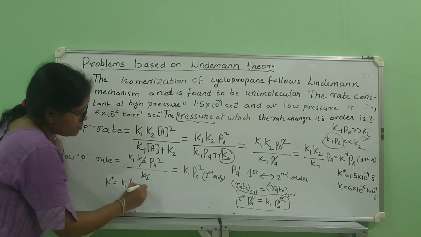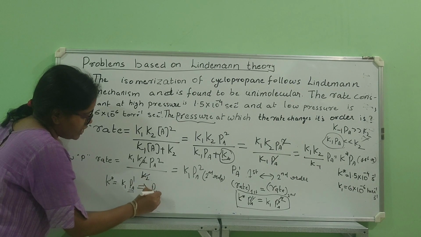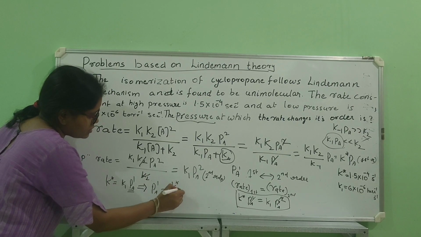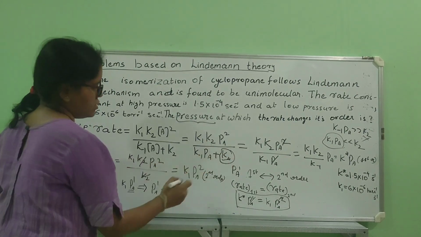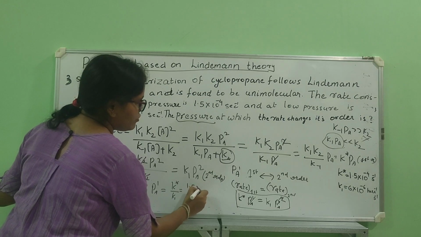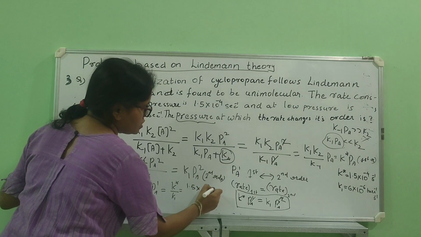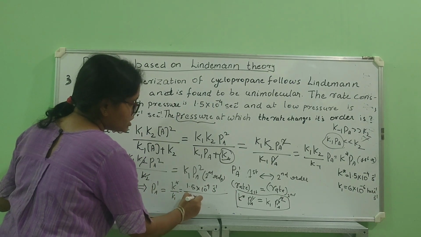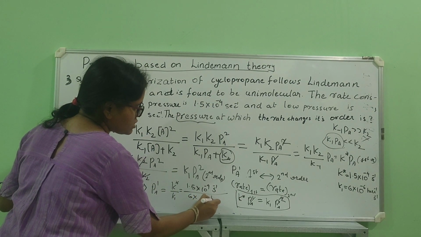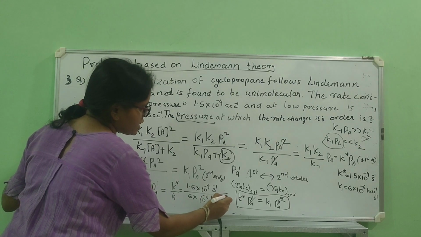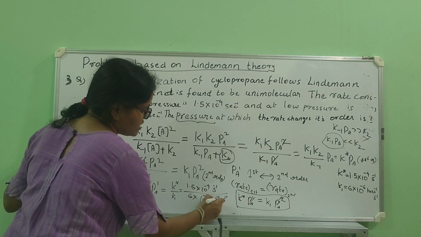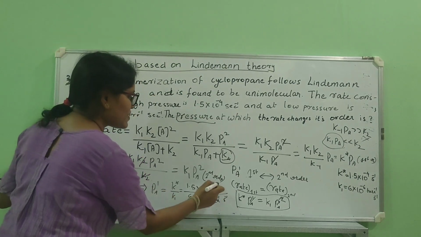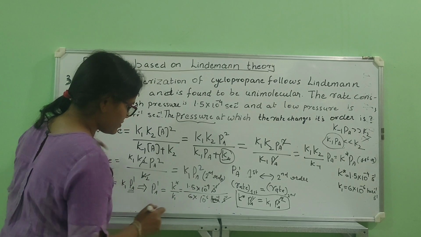Now we need to find this PA dash. So PA dash is equal to K star by K1. So what is K star? We know that it is 1.5 into 10 power minus 4 second inverse. And what is K1? 6 into 10 power minus 6 torr inverse second inverse. So this is torr, okay? Pardon my handwriting. This is torr. Torr inverse second inverse. So I can cancel the second inverse.